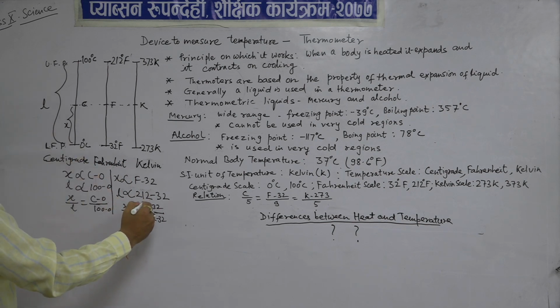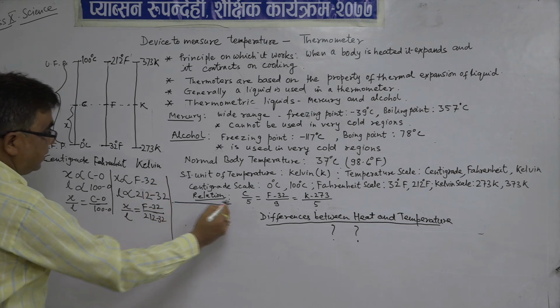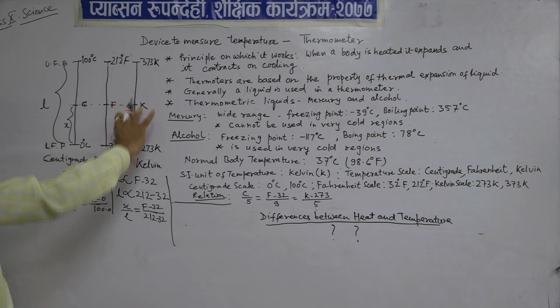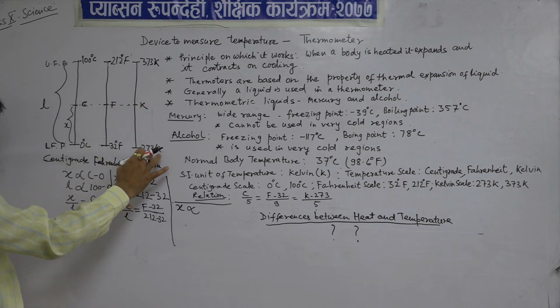Similarly, if you think for the Kelvin scale, it is the same thing. What is x? It is proportional to K minus 273.